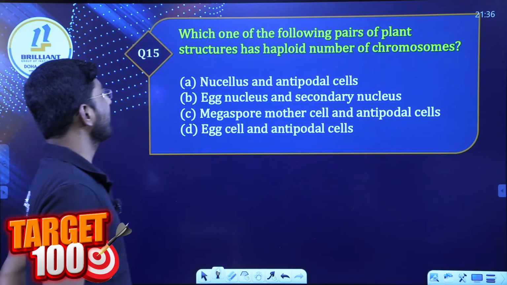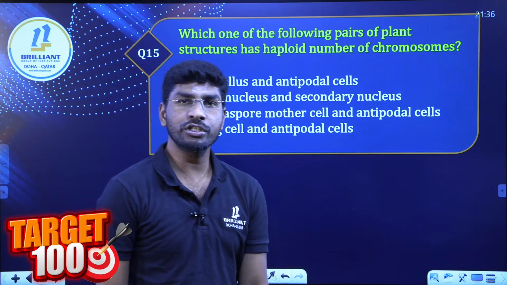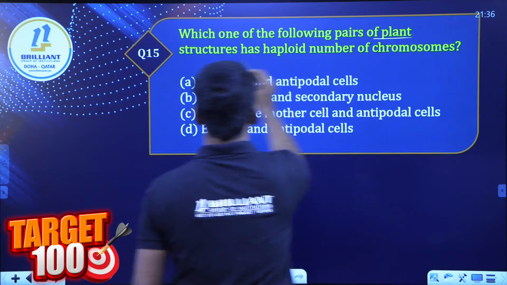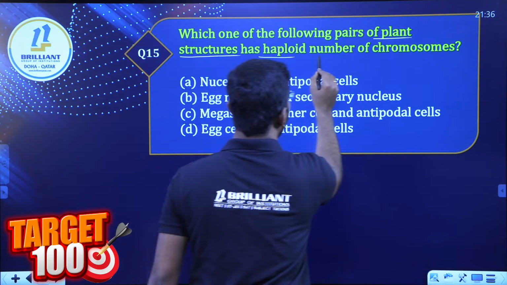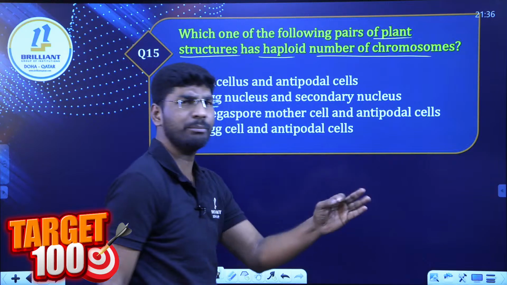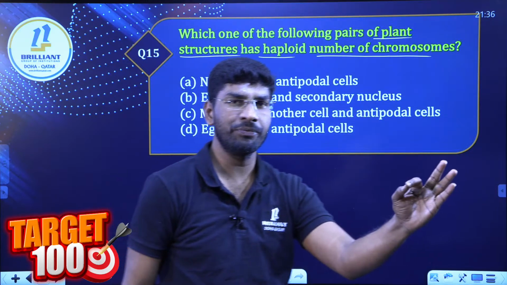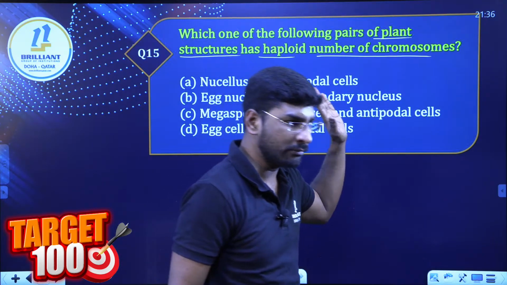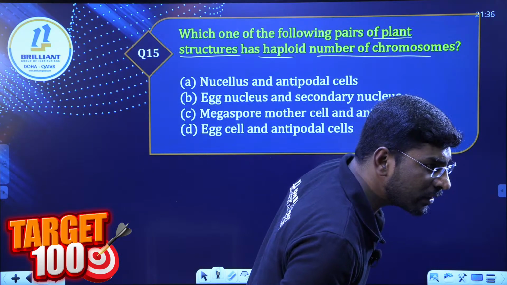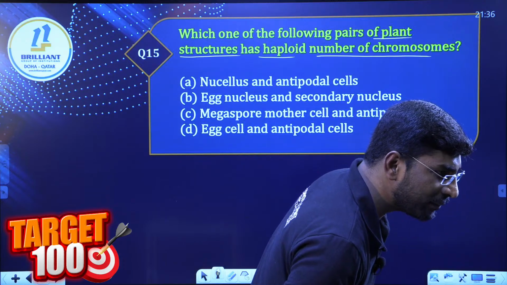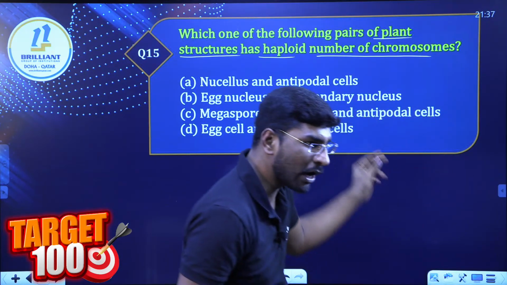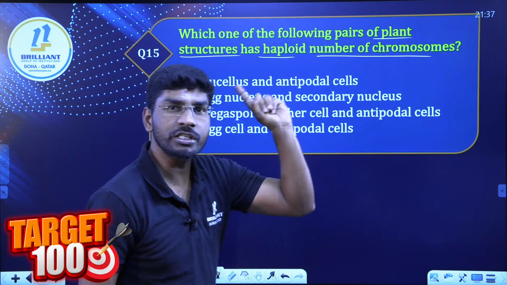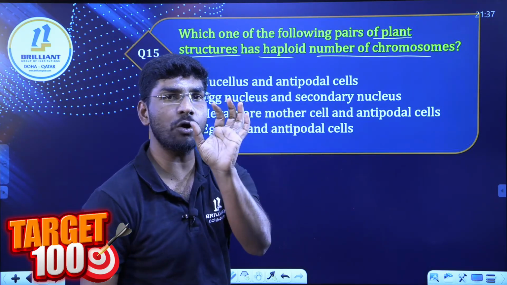15th question. Which of the following pairs of plant structures has a haploid number of chromosomes? Very important, very easy. Now I will wait for the online answer. I will not teach this one. Anybody? Albert, Shadi, Parker, Ahmad, Ruchi, anybody? Kaushik, Ram, right answer. Very good. Ahmad, look at the question. First one, what is option A?